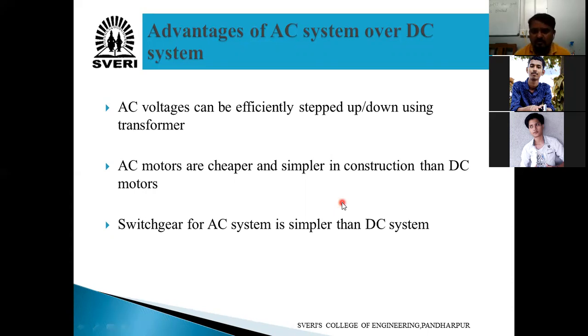That is very simple for the AC than DC system. The DC system is dangerous also. For that reason only, all over the world, almost we have adopted, we are familiarized with the AC system only. So the switchgear production is simpler, construction is simpler, cheaper equipments are available, and we can increase the voltage, decrease the voltage in AC. So the advantages of AC are more than the DC voltage.